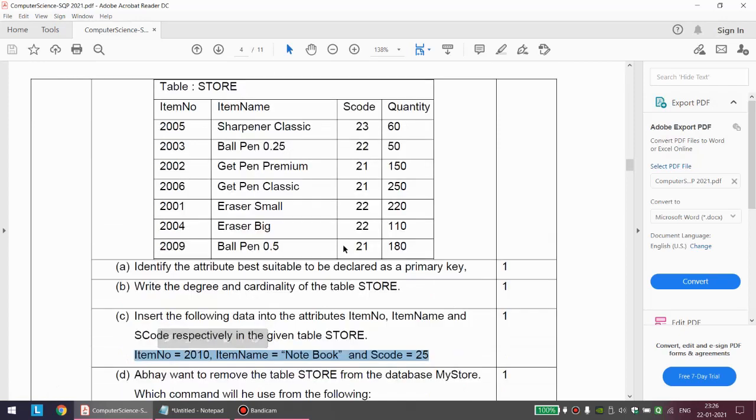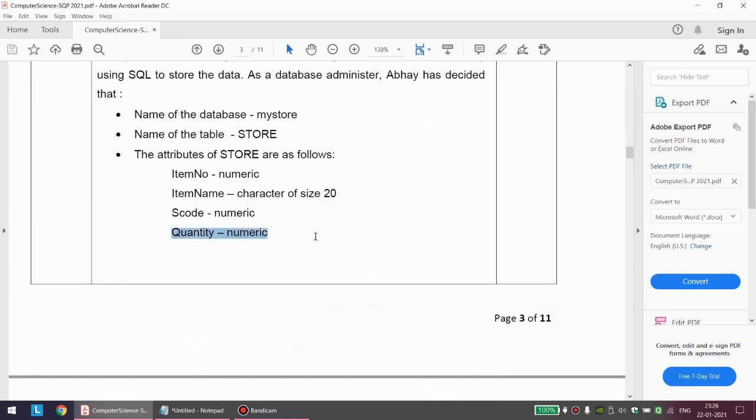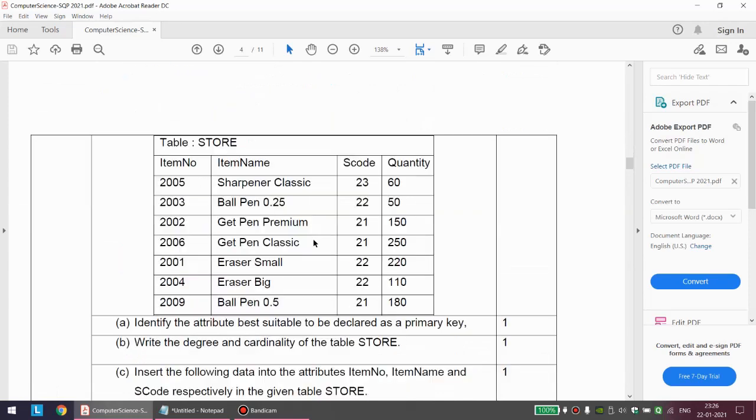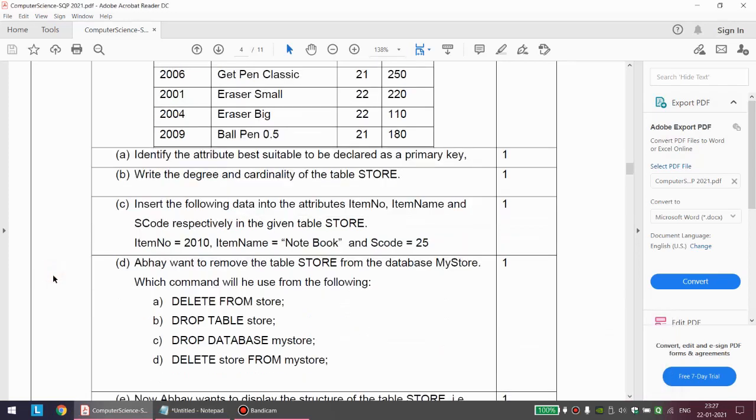Otherwise, because it is not written whether quantity is null or not, we will not take any specific judgment. I think we will go as per the set of the questions given. We will not specify any quantity from our side, so this would be the answer from my side. Insert into table name values.